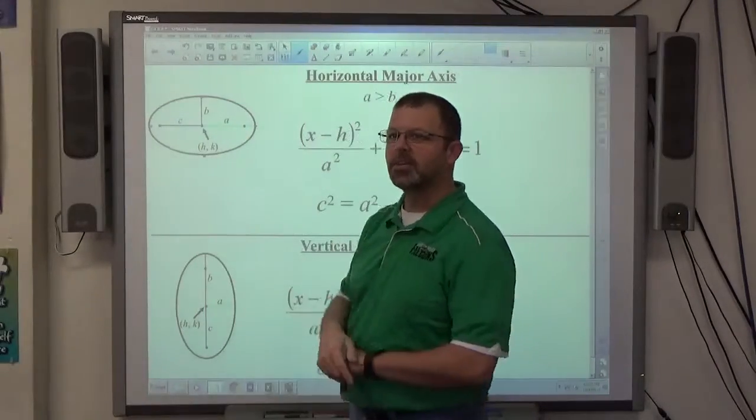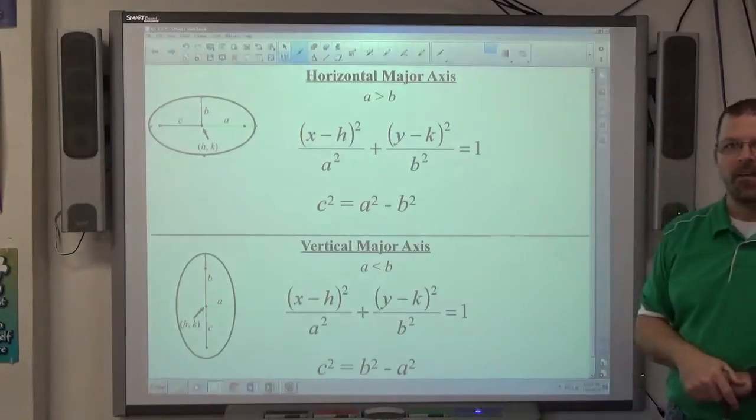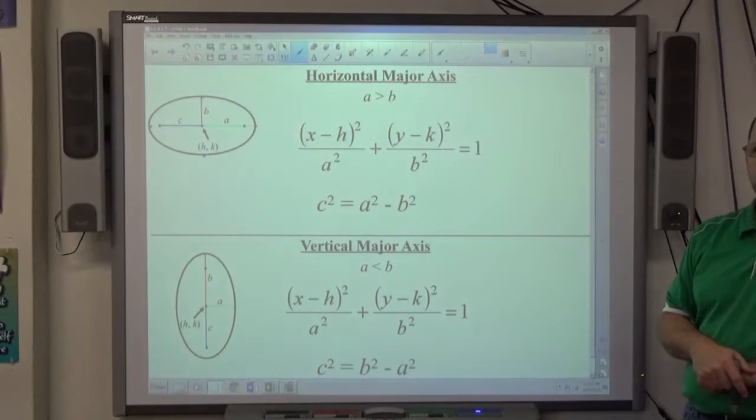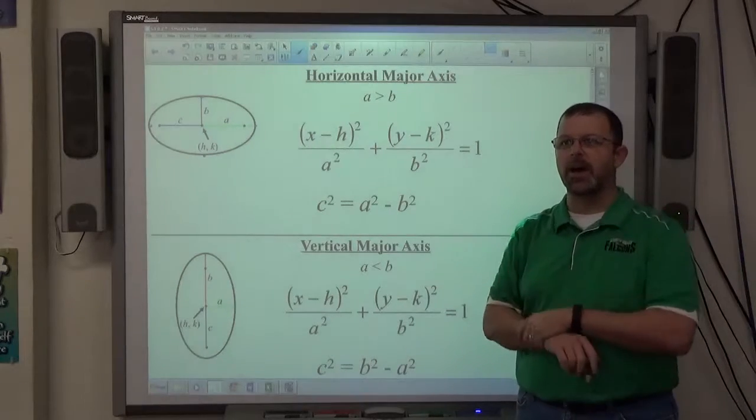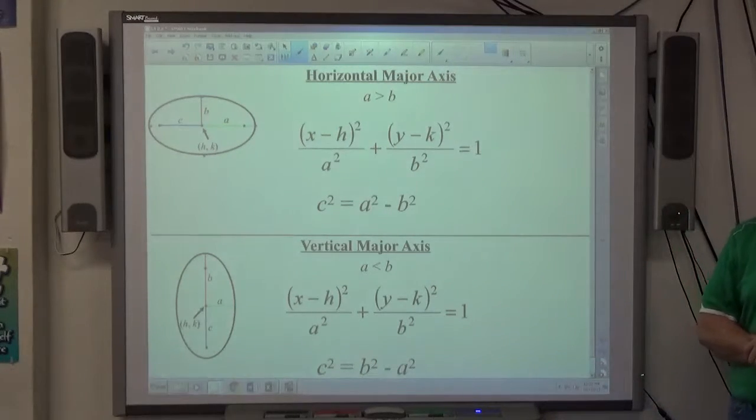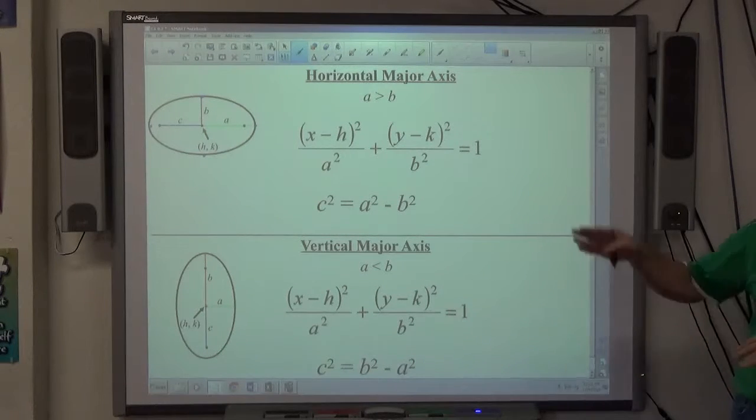That'll be wrong. Yes? Can you make these ellipses on a calculator? They can be done on a calculator, but they have to be done in pieces. There's going to be a top half and a bottom half, and they're not easily done on a calculator. So they're better to be done just with the standard form.